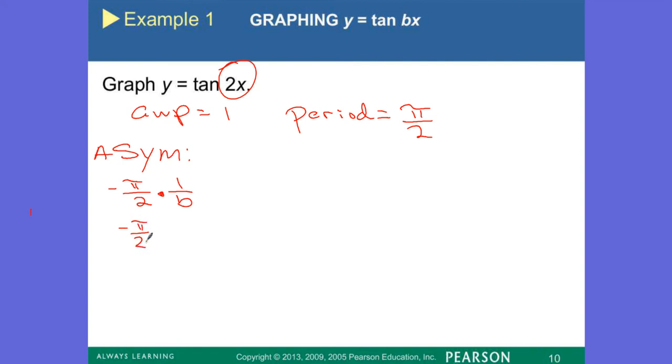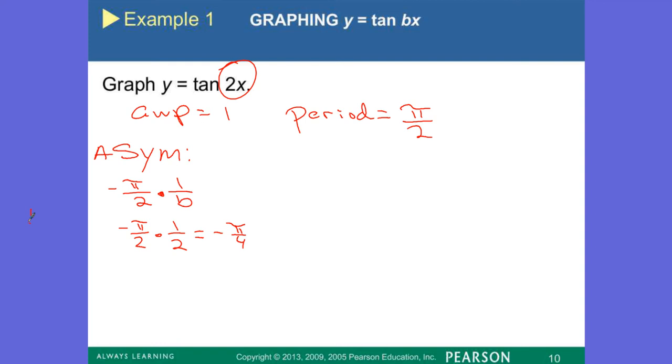Negative pi over 2 times 1 over 2. So my asymptote is going to be where? Negative pi over 4. Thank you. Good job, Oshki. Does it have to be negative? Why does it have to be negative? Wait, is that 1 over b? Yes, that is 1 over b.